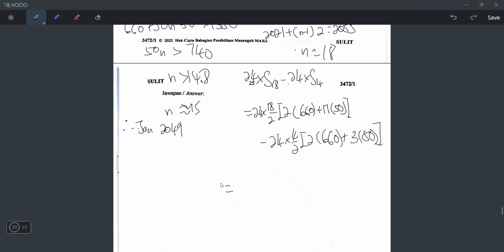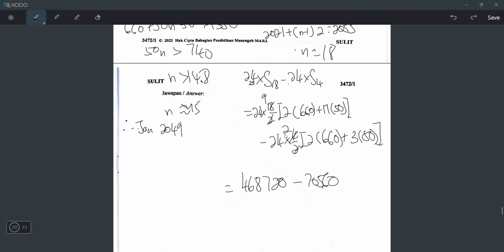And then I will end up with, here potong-potong is 9, right? So 24 times 9, and then open bracket, 2 times 660 plus 17 times 50. Press the whole thing, you get 468720 minus with, this one can cut, left with 2, 24 times 2, open bracket, 2 times 660 plus 3 times 50, close bracket, 70560.